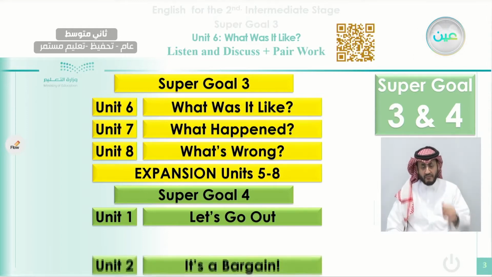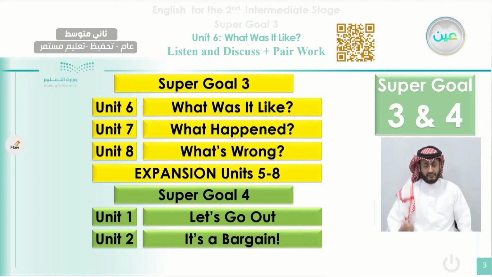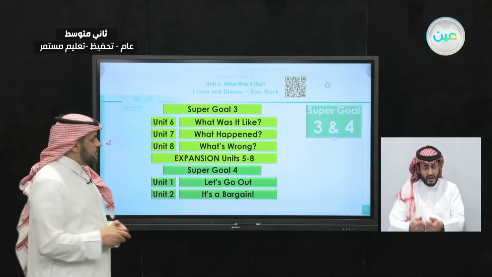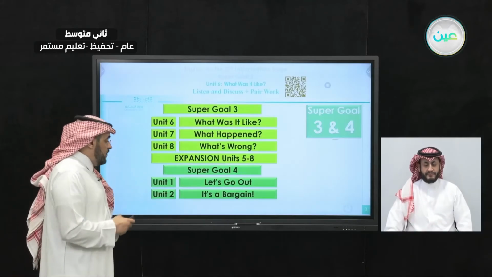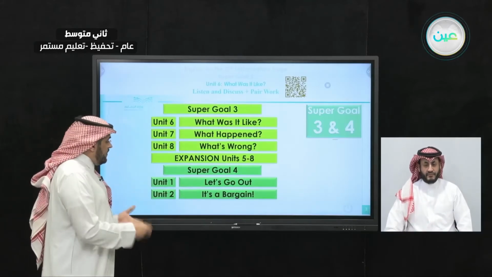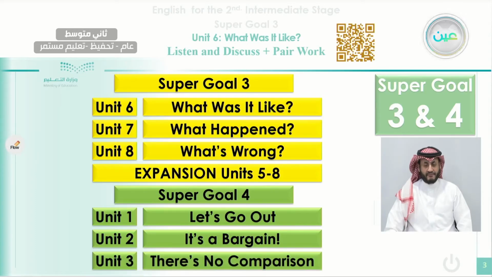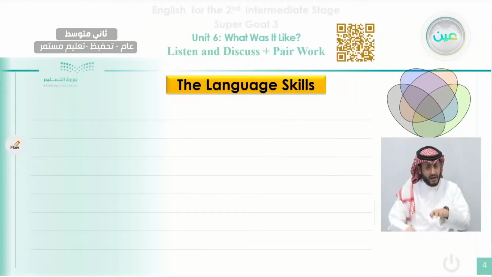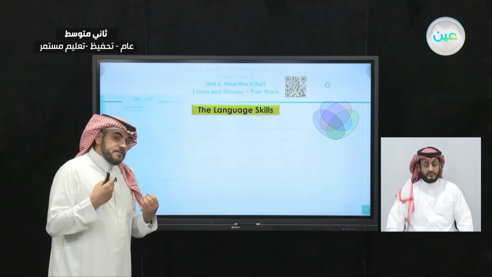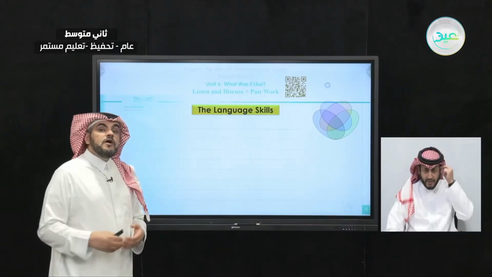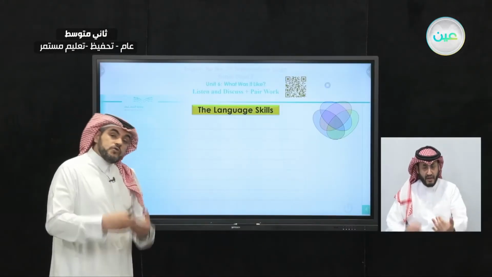Let's Go Out. And after that, we're going to study Unit 2, It's a Bargain. We will study this and we will know the things that are very important in this unit. And number 3, the last unit that we will study in this semester, is under the title There Is No Comparison.